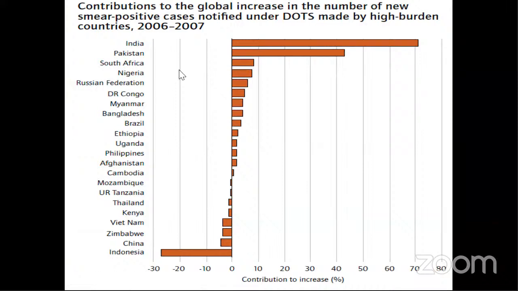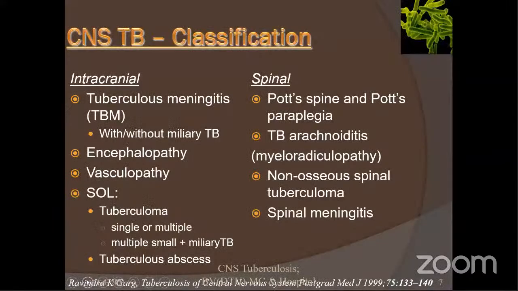So in India, tuberculosis is considered the most common disease. You can see how much we are contributing. Number of new smear positive cases in 2006 and 2007 is so much percentage in the world. It's almost 70% we are contributing to the world. That means our country has a large burden of tuberculosis.